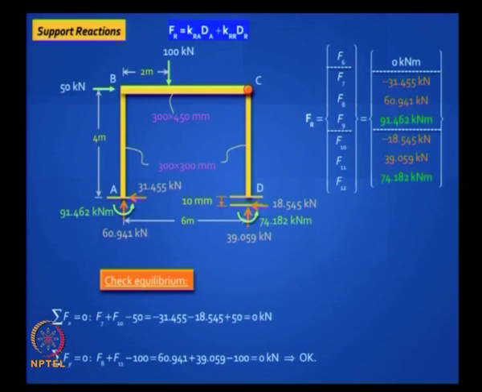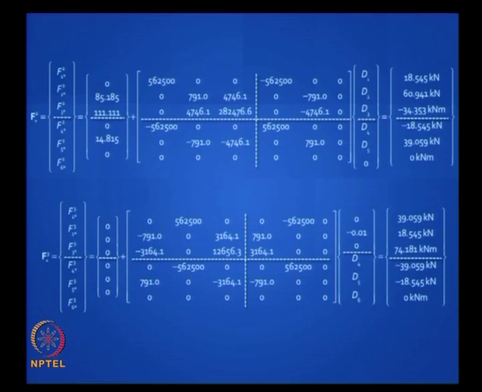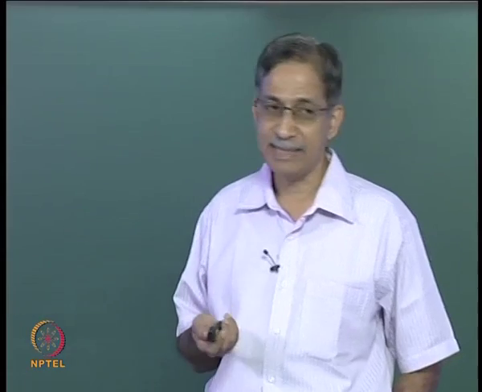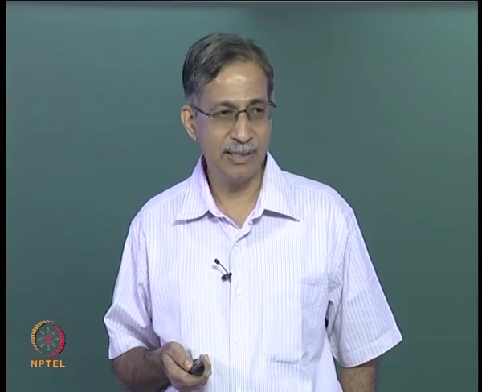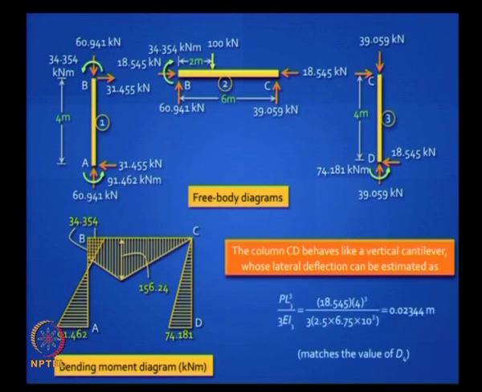What is the last step? Member end forces. Again, the method is the same. You find out for the 3 elements and you draw the free body diagram. And what do you do next? Well, the most important diagram for a frame or a beam is the bending moment diagram, but you can draw all the diagrams. So let us just draw the bending moment diagram, and you will see very nicely that at C there is a 0 moment, because that is exactly where the internal hinge is located, and here you can clearly see CD acts like a cantilever as we mentioned earlier.